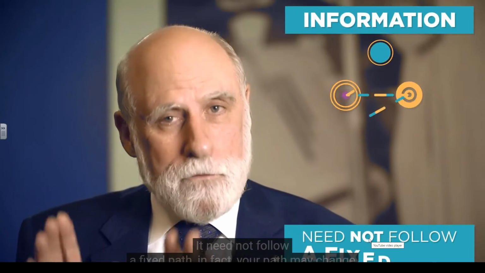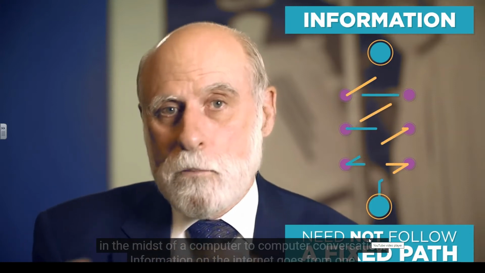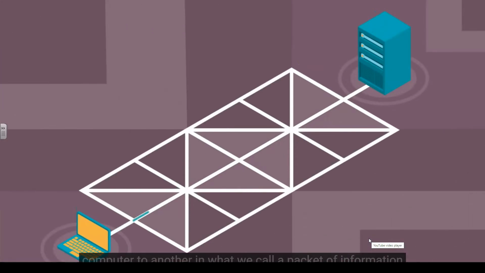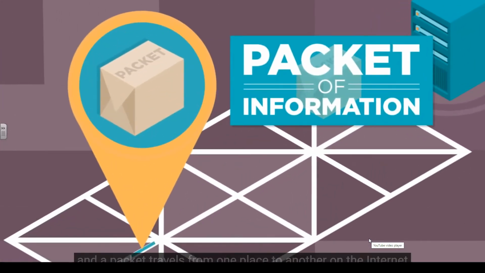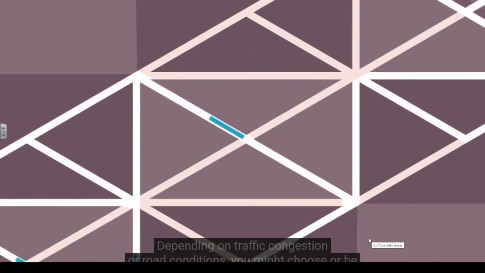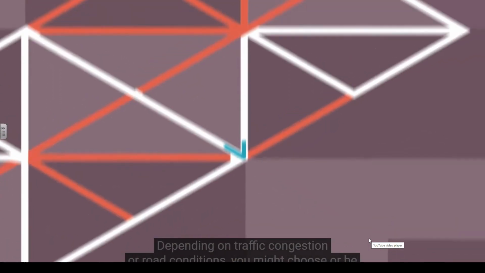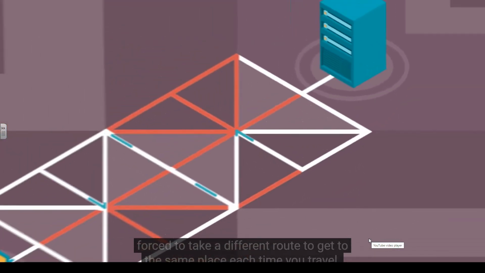It need not follow a fixed path. In fact, your path may change in the midst of a computer-to-computer conversation. Information on the internet goes from one computer to another in what we call a packet of information. And a packet travels from one place to another on the internet a lot like how you might get from one place to another in a car. Depending on traffic congestion or road conditions, you might choose or be forced to take a different route to get to the same place each time you travel.